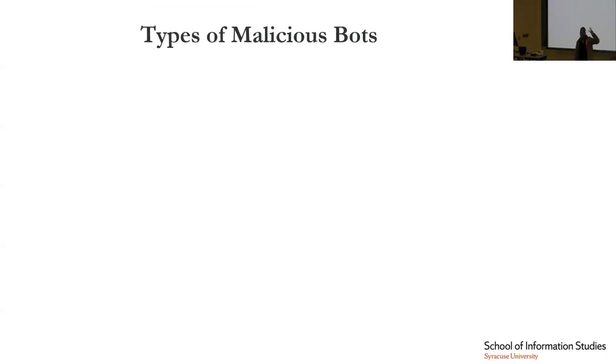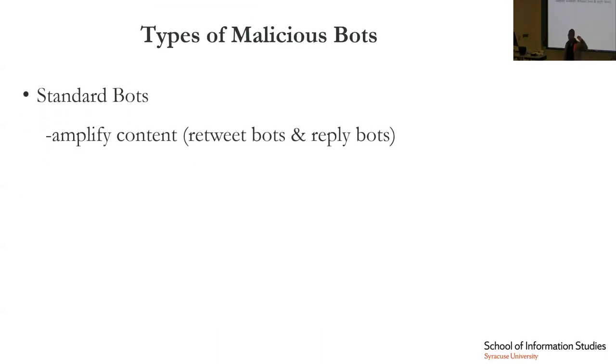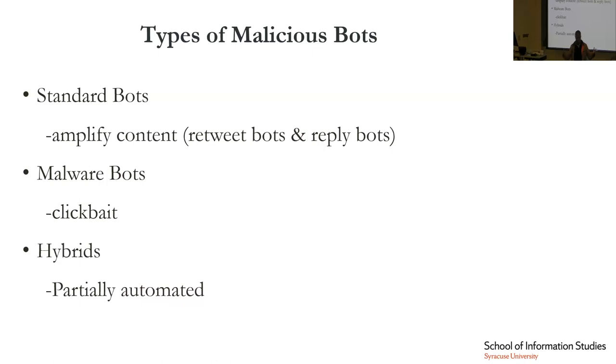Now, we can categorize malicious bots into three main types. The first is standard bots. These are the simple ones who just amplify content. That's all they do. They retweet, they reply, they read certain content. Then we have another section called the malware bot. These typically just share malware using clickbait. They send you clickbait that you click and they redirect you onto other sites, other platforms. Their goal is typically to infiltrate your network or a platform and steal information, including identity.